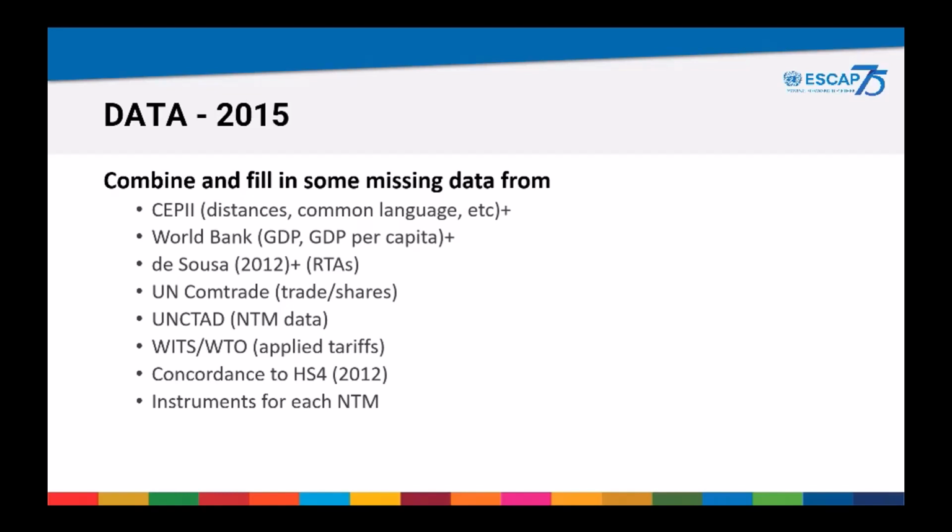For applied tariffs, we had to combine WITS and WTO data to fill in the missing gaps and try to get the closest year to 2015. We also had to have a concordance of all the data sets for both NTMs and trade data to HS4, that's the 2012 version. And we also calculated NTMs for each instrument, which is described in the paper. We don't use it in the regression, but the data set that we have created, and I'll show you in a second, can be used in various ways to estimate whatever you want, whatever your assumptions are.